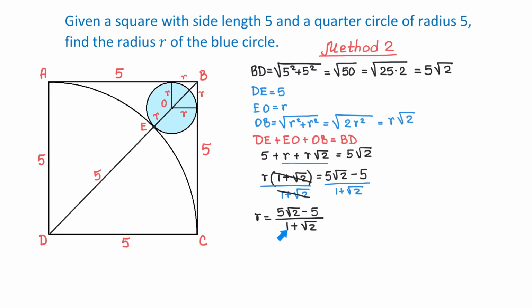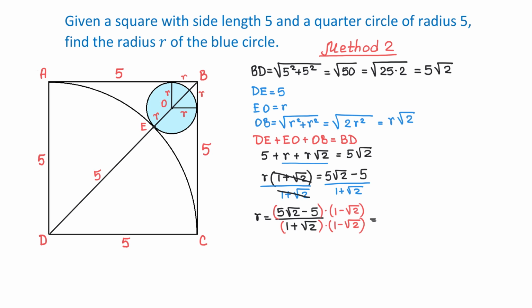Now, to simplify this expression, we need to rationalize the denominator. For this, we will multiply the top and the bottom of this fraction by the conjugate of this denominator, which is 1 minus square root of 2. So we will take 5 square root of 2 minus 5 in parentheses, and we will multiply it by 1 minus square root of 2. Then we will do the same in the denominator.